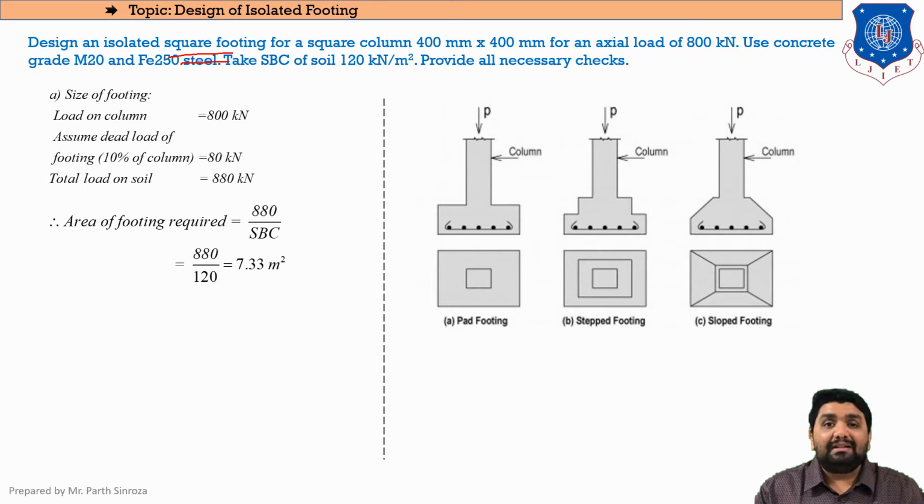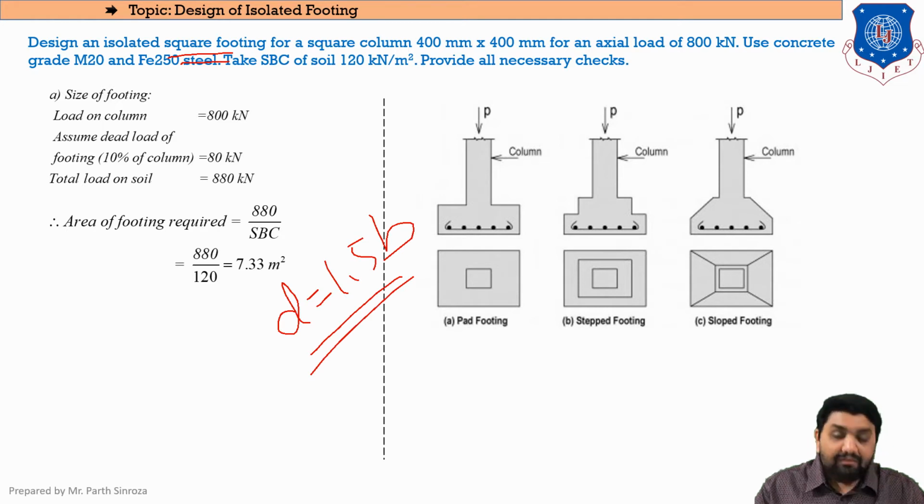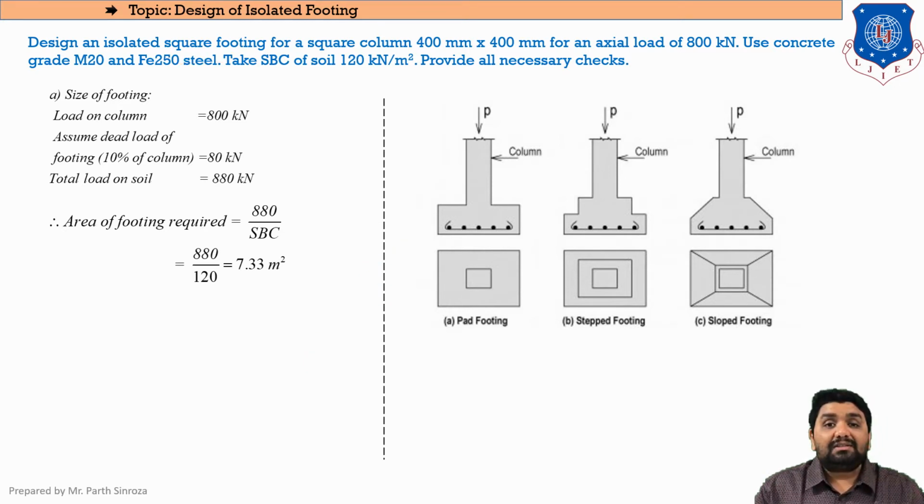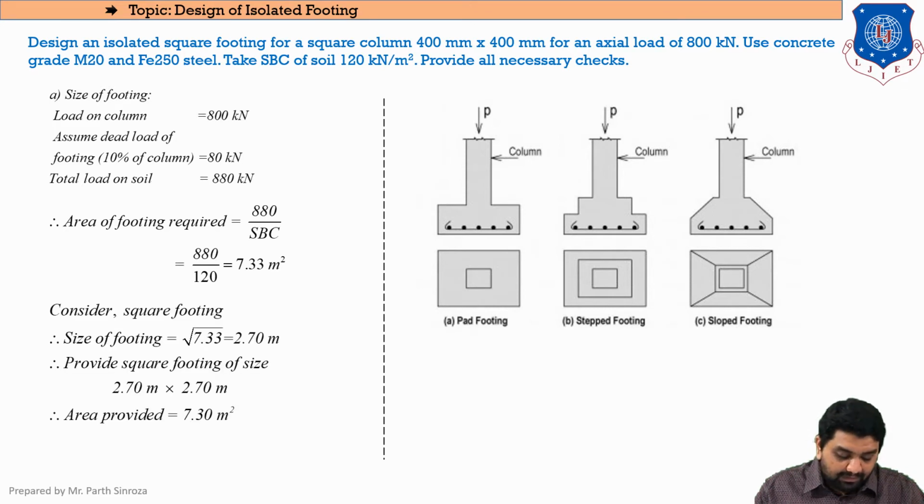If it was given to be designed as a rectangular footing, then we would always use the relation d equal to 1.5b. If it is not given in the question, then we always take this relation, d equal to 1.5b, and then we find the parameters. Clear? Or vice versa, you can opt for b equal to 1.5d. Either case is valid. So now, as it is given in the question that it is a square footing, we find the size of footing, and the size of footing comes out to be 2.70 meter. Now we have provided a square footing of size 2.70 cross 2.70, and the area that we have provided is 7.30 meters square.